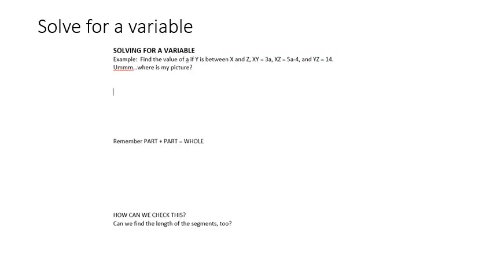Now, when we solve for a variable, we have a little bit more involved in the equation, but it's no different with the part plus part equals whole. So let's take a look at an example. It says find the value of a if y is between x and z, and it gives us a lot more information. But I'm thinking in my head, where is my picture? So let's draw that picture. Let's say x, let's say z, and y is somewhere in between.